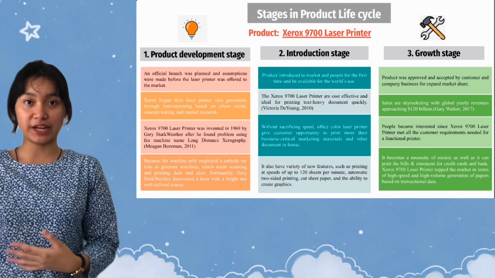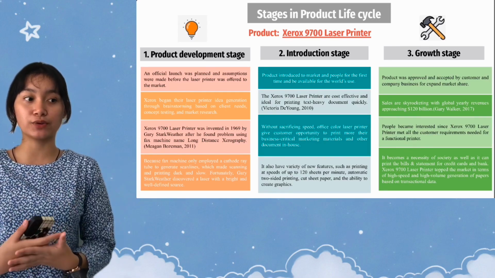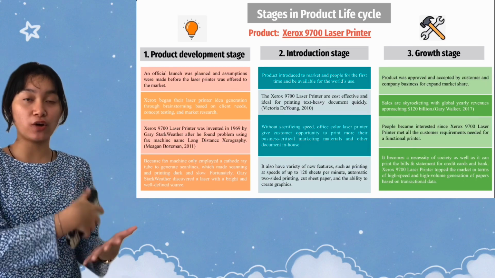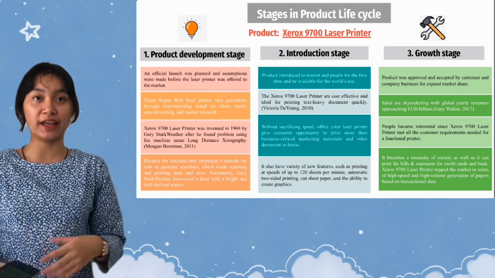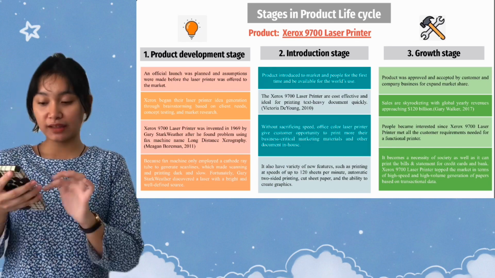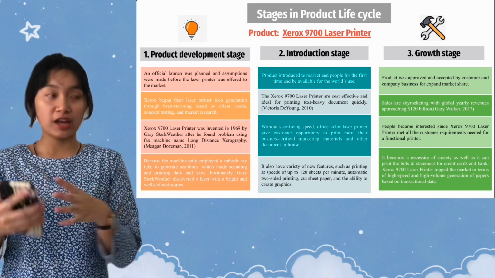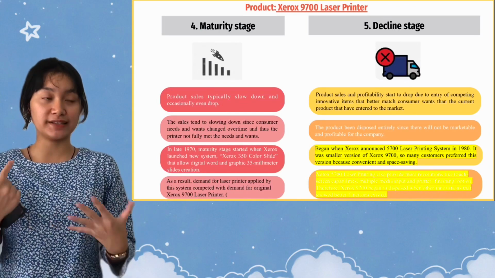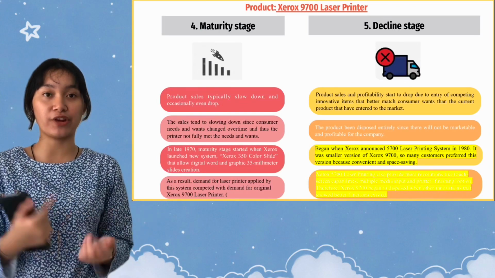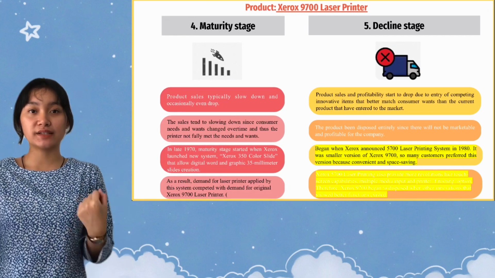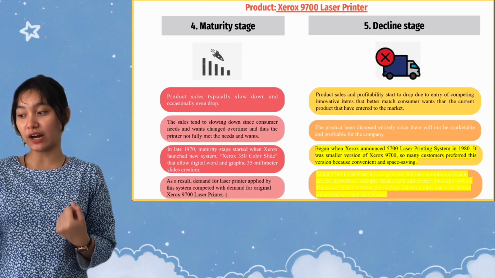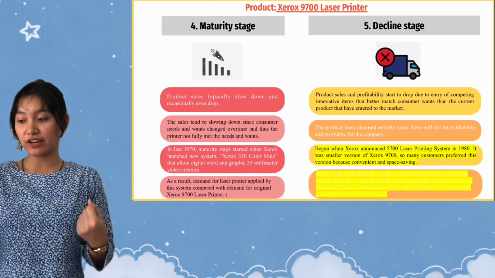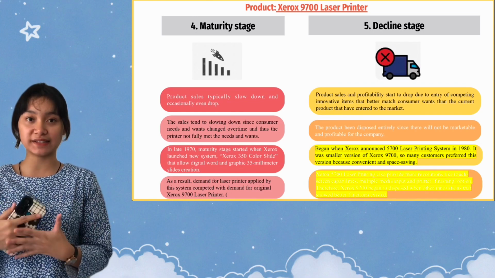During the growth stage, the product starts to grow. More people are buying and know about laser printing, and their sales are going up. Next, we have the maturity stage. At the maturity stage, the sales start going down because sales tend to slow down since consumer needs and wants change over time, and thus the printer does not fully meet the needs and wants.